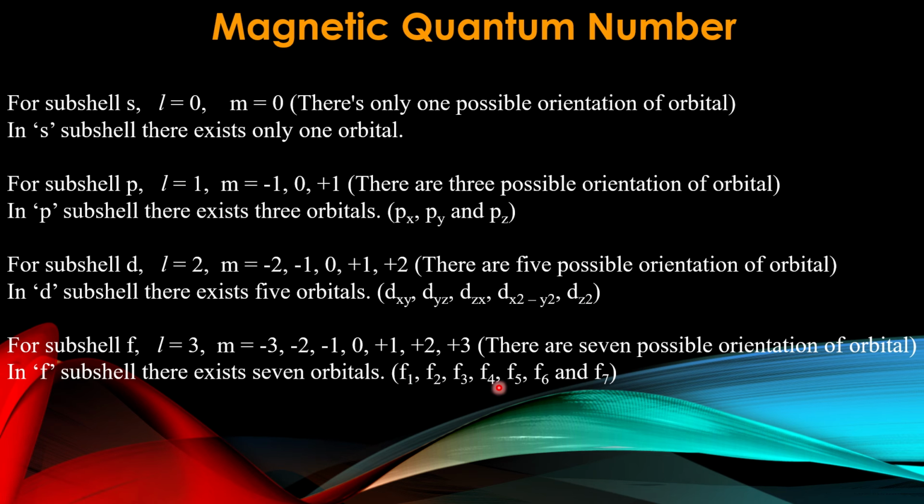I will not give you the names here. You can write these orbitals as f1, f2, f3, f4, f5, f6 and f7. So, dear students, these orbitals we get from the magnetic quantum number, that is m. If you know the value of m, you can tell the fixed orbital where an electron resides.